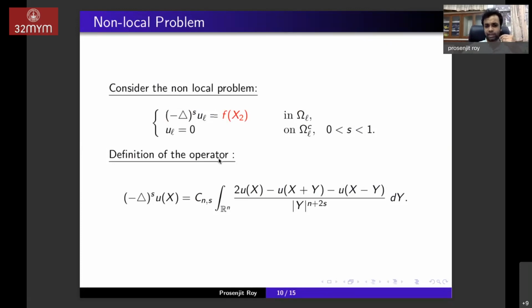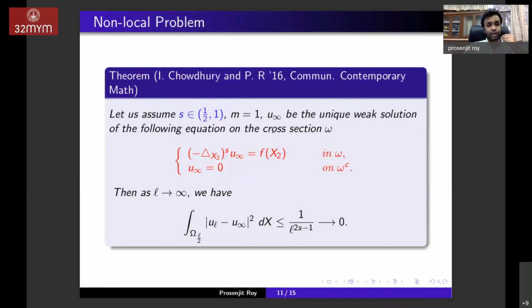The explicit definition is here. So we looked at this problem. If you look at the fractional Laplace problem on a cylinder, whether this problem has a connection with the lower dimensional problem or not. It was seen that it is the case again for s between half and 1, that it is again connected to this lower dimensional problem.